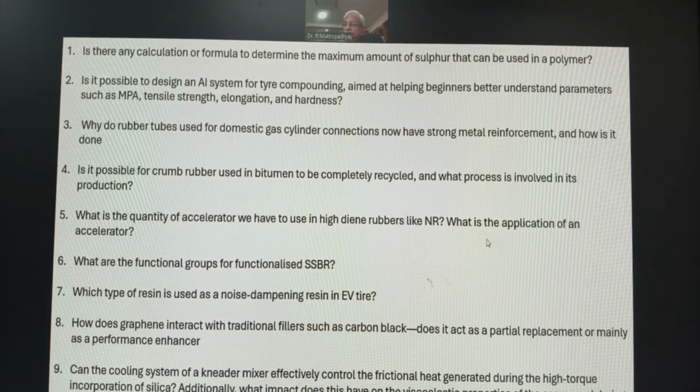The sulfur, generally, if you have a conventional system, is about 2 to 2.5 phr. If it is an EV system, 1.5 phr. If it is an EV system, about 0.5 phr and more accelerator.